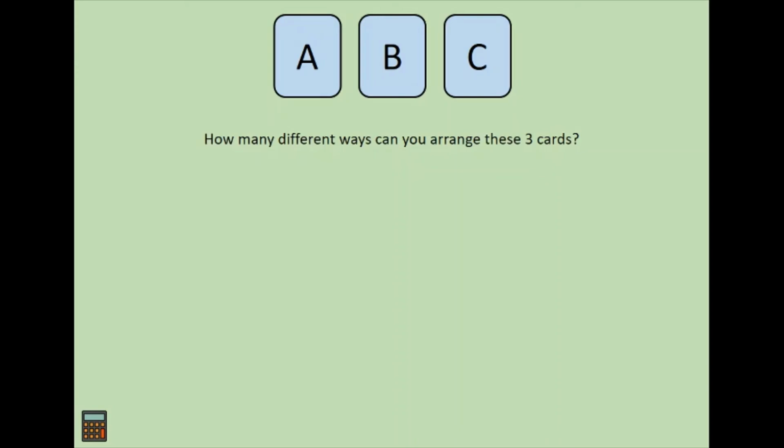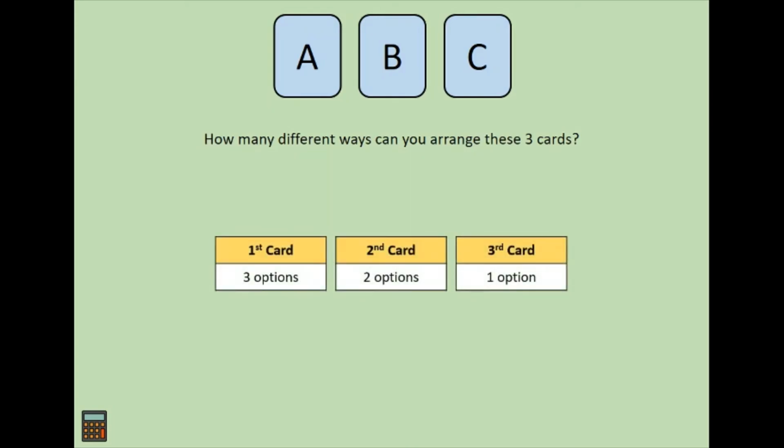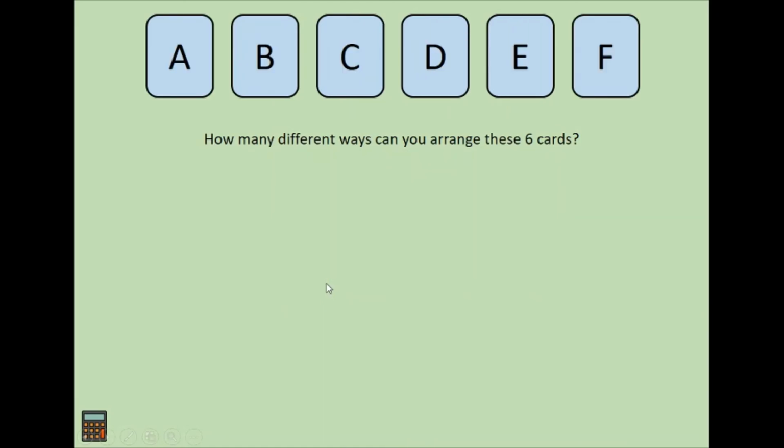So the answer for this would be 6, because I'd have 3 different options for the first card. That would leave me with 2 choices for my next one, and only 1 choice for the last. And if you did list it, on the bottom right corner here, I've got all of the different options. So 6 total possibilities.